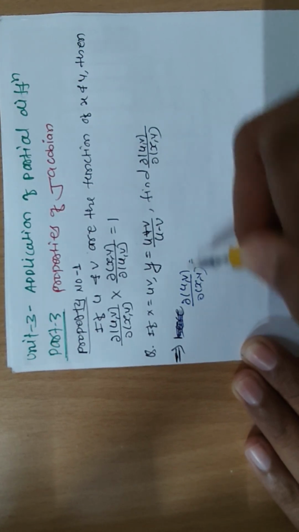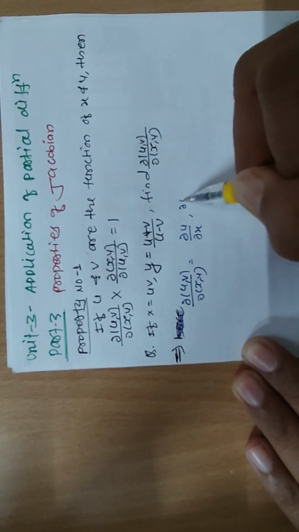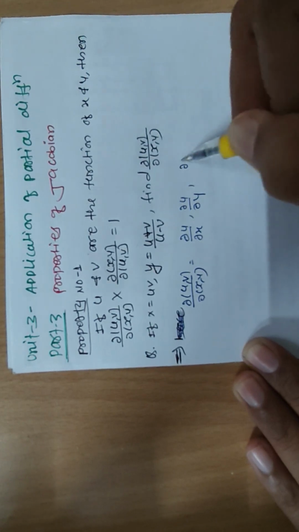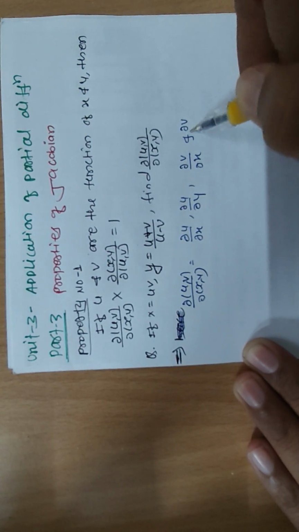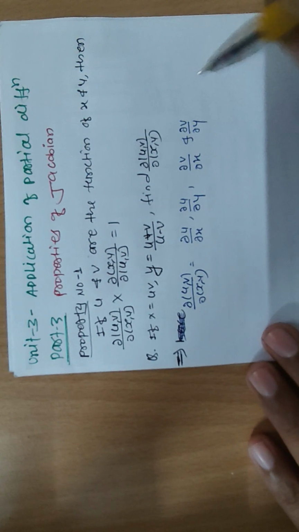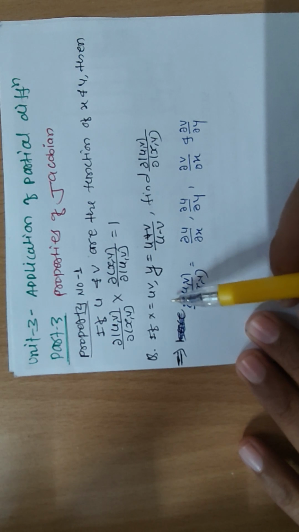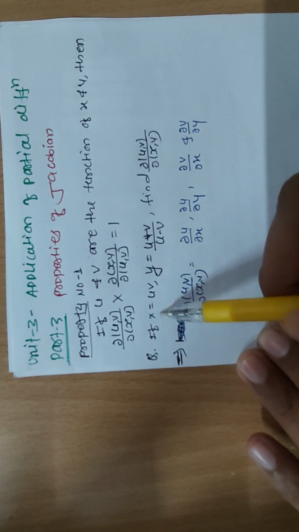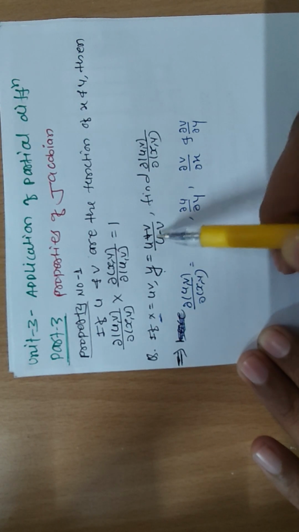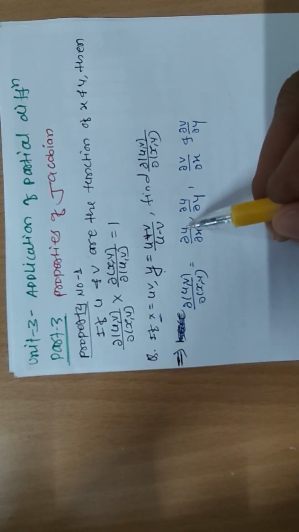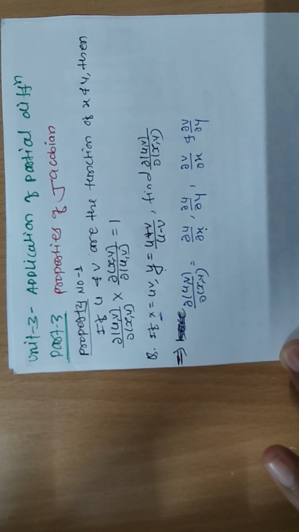The meaning of this term is that we have to find the partial derivative of u with respect to x, partial derivative of u with respect to y, partial derivative of v with respect to x, and partial derivative of v with respect to y. We have to find all these four terms. But look here, the functions are given as x and y in terms of u and v. Here we have to find ∂u/∂x, meaning u is a function and x is a variable. It is given in the reverse process.